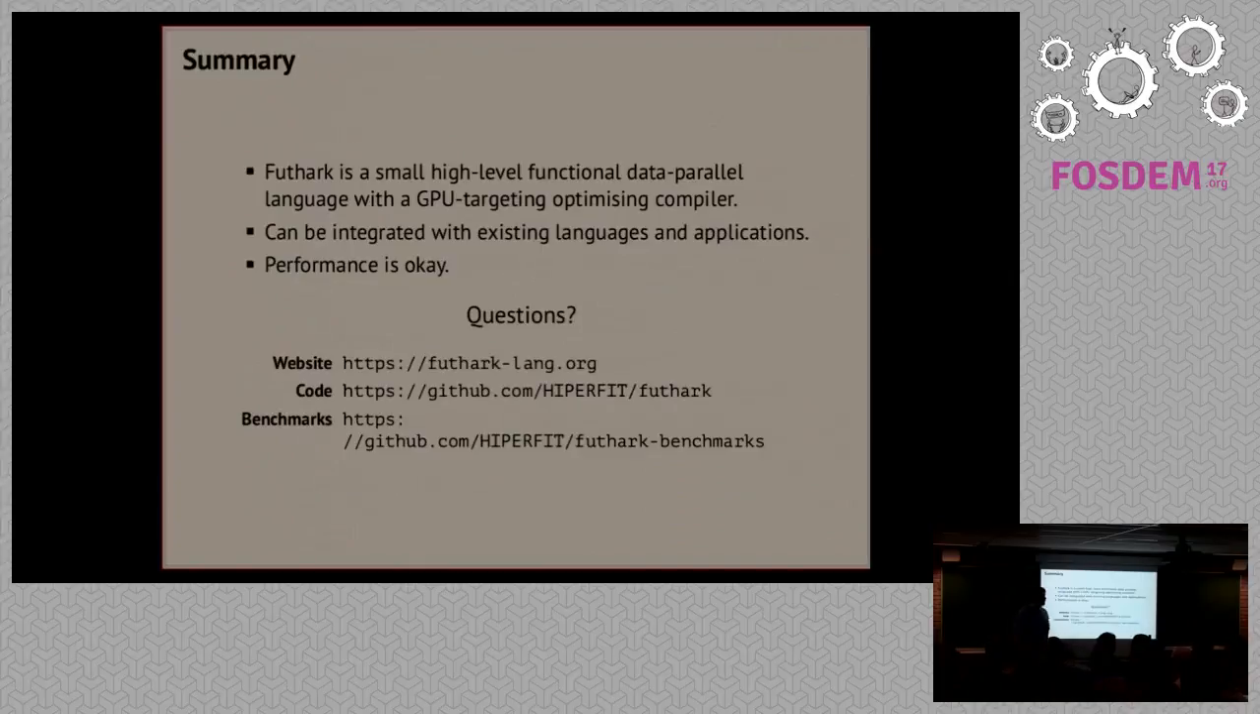So in summary, it's a small language. It's very simple to learn. It's high level, so it's not actually GPU oriented. We could generate multi-core CPU code as well. It's purely functional, which is weird, but fits this paradigm pretty well. It's data parallel, so there are built-in operators that have parallel meaning, and the compiler understands and can optimize them. And we currently have a compiler that generates good GPU code.